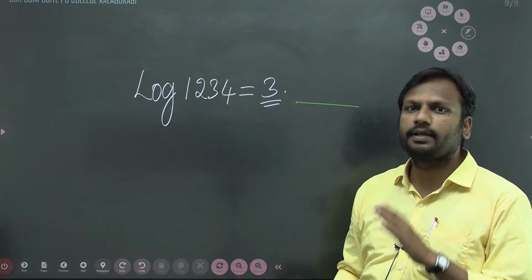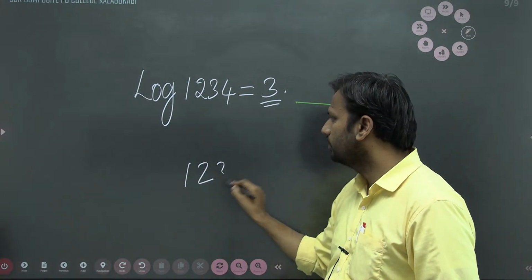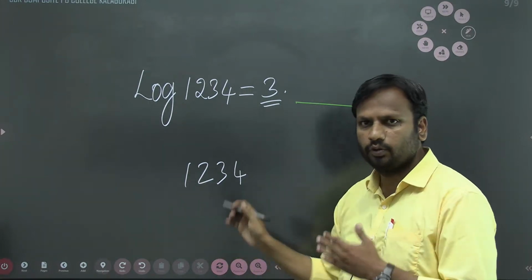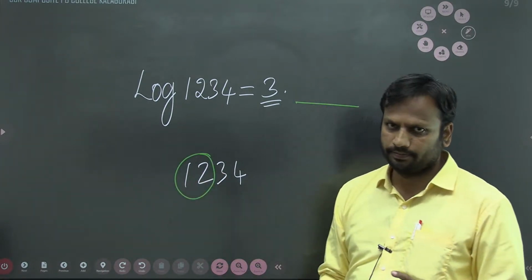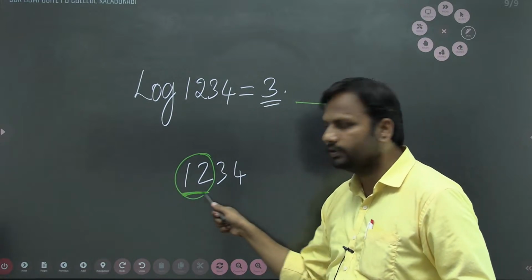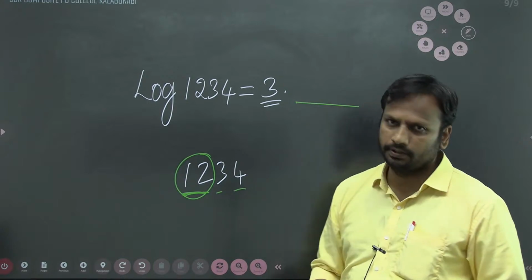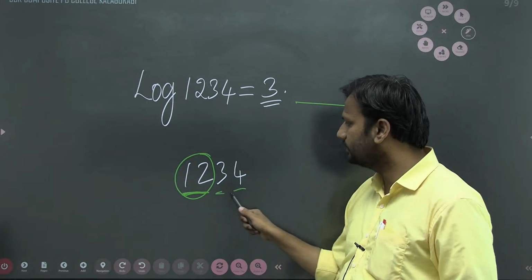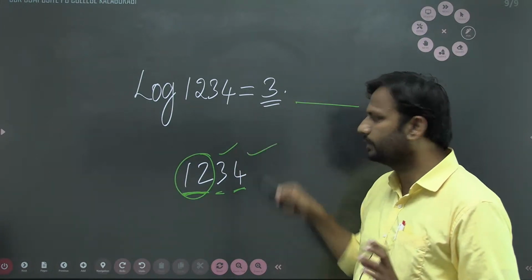The mantissa part can be obtained just here. Firstly, in this 1, 2, 3, 4, from the left, what you have to do? You have to make a 2-digit group. From left to right, first you make the 2-digit number group. Then you take the single numbers separately, that is 3 separate and 4 separate.